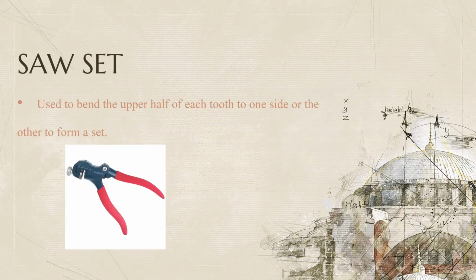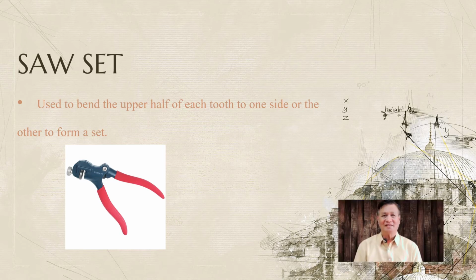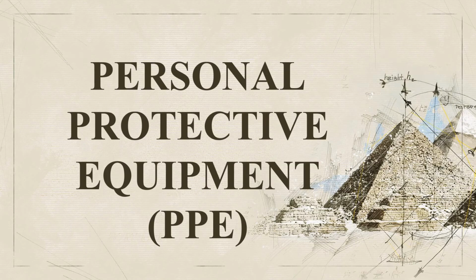Next is saw set. Saw set is used to bend the upper half of each tooth to one side or the other to form a set. Lastly, under the classification of hand tools is PPE or personal protective equipment.